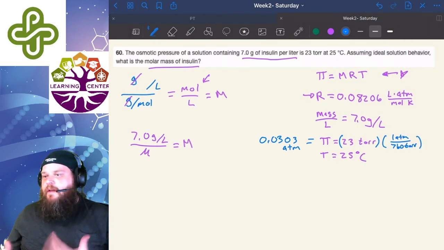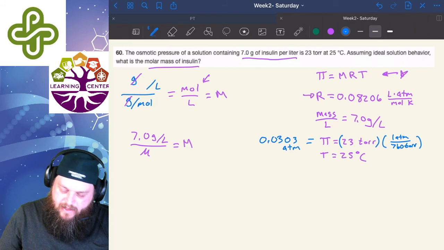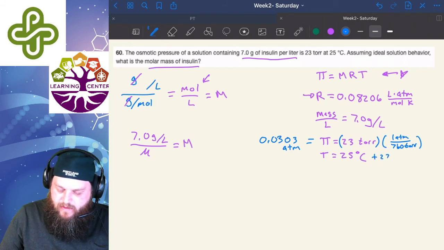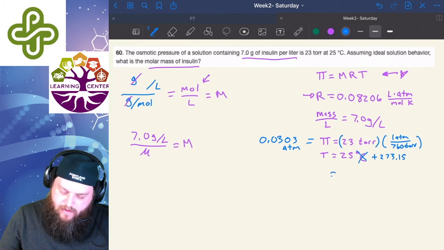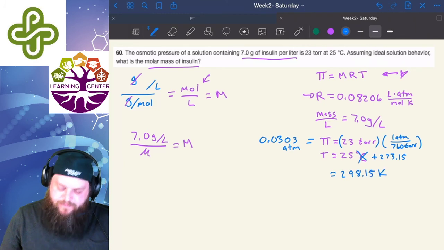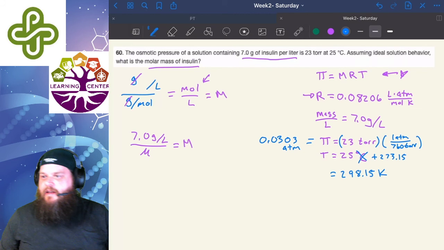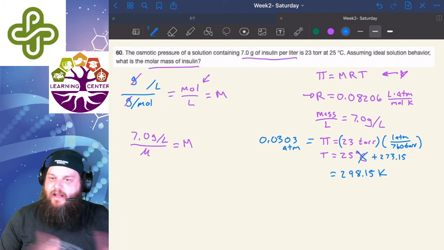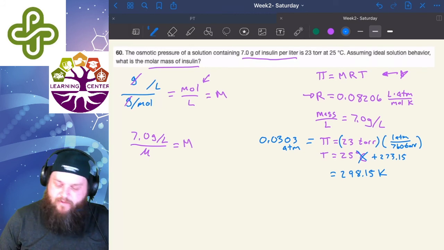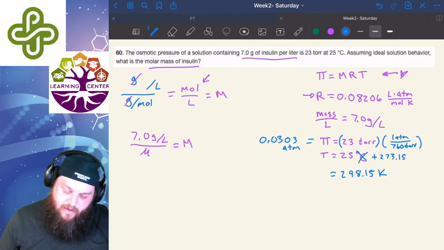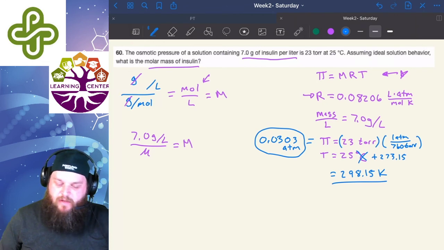And to convert from Celsius to Kelvin, all we have to do is take that Celsius temperature and add 273.15 to it. This is going to equal 298.15 Kelvin. Because the Kelvin scale is on the same interval scale as Celsius, it just has that absolute zero that we count up from, which is negative 273.15 Celsius is what I should have said. So now we have temperature in Kelvin and we have osmotic pressure in atmospheres. Now it's just plugging everything in.